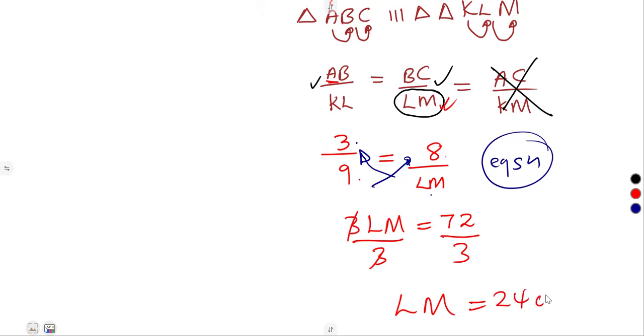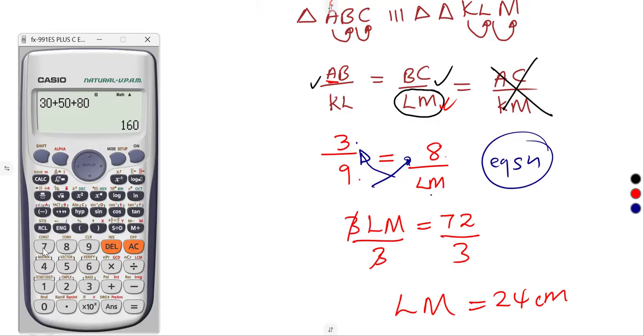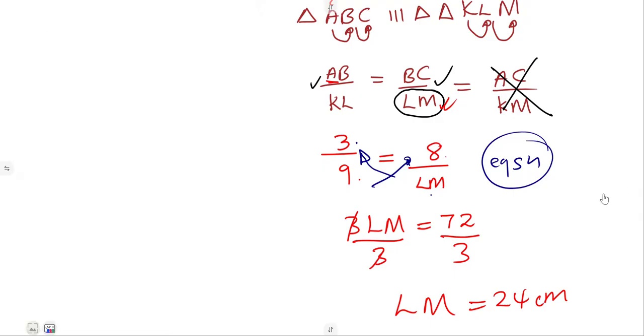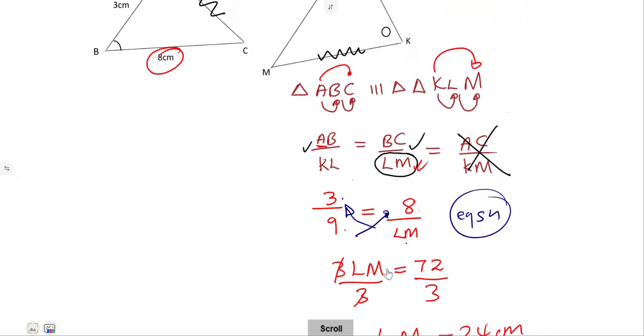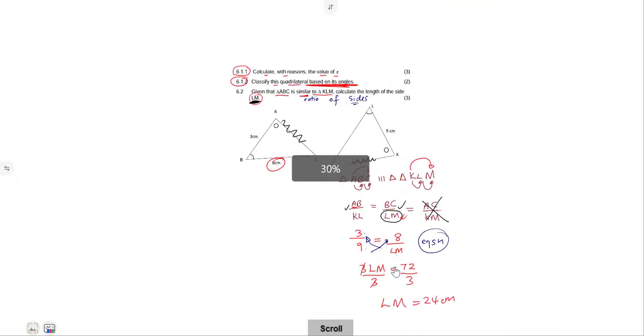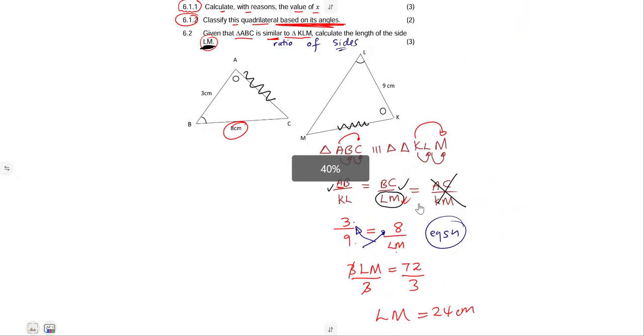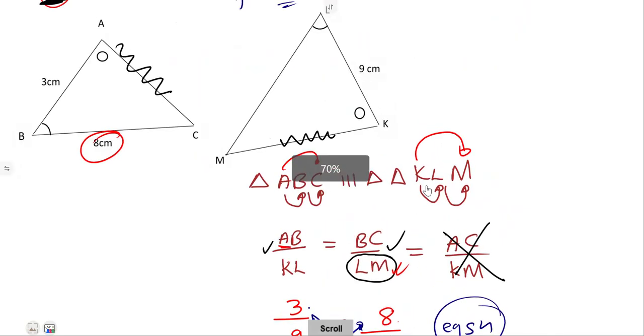You can even use your calculator, guys. You're in an exam. Just use your calculator. 72 divided by 3. That is going to give us what? That is going to give us 24. So this is how these questions can be given as your typical exam questions.